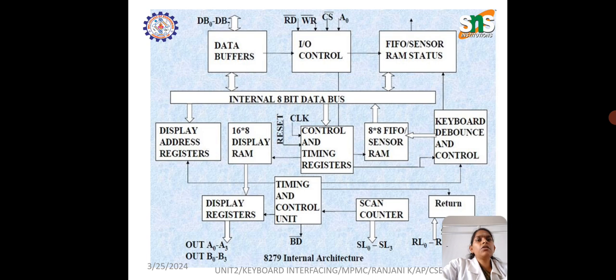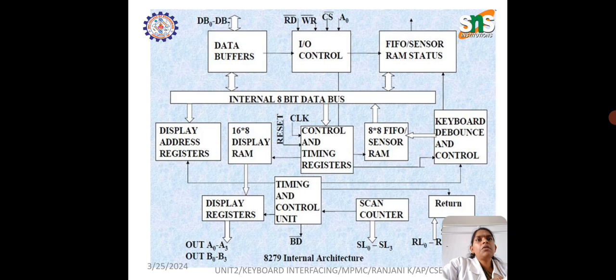The next block is the control and timing register and timing control. This unit contains a register to store the keyboard and display modes, and other operations are programmed by the CPU. The timing and control unit also handles the timings of the operation of the circuit. Next is the scan counter. The scan counter has two modes: one is the encoded mode and the second is the decoded mode.